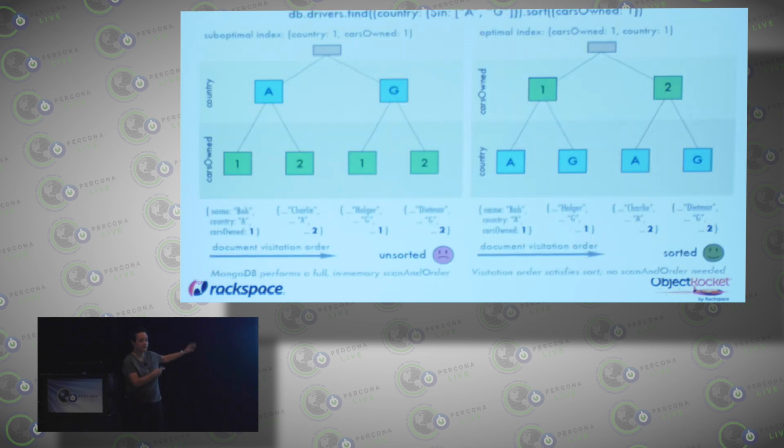And here's an example of the covering. And it also kind of incorporates the sort order thing that I was talking about. It talks about the scan and order, right? So on the left, you've got your query, you've got your suboptimal index. I love that word too. Suboptimal index, right? Country, and it's going to go down through there, and it's going to pull this in there, and then it's going to have to do your sorts in there, right? So that's where it does the full in-memory scan and order.